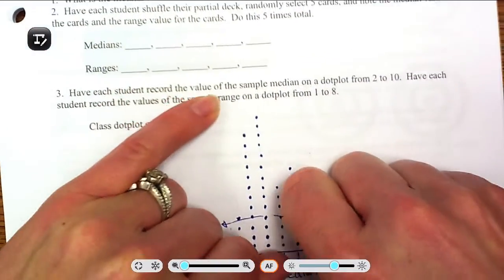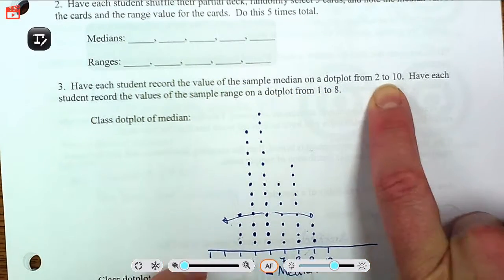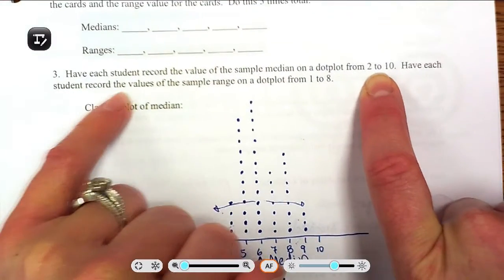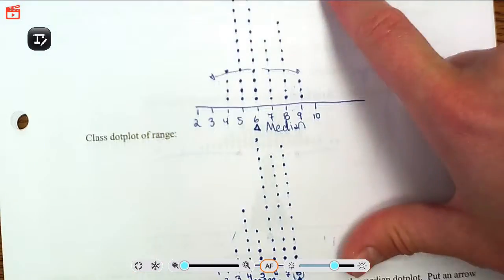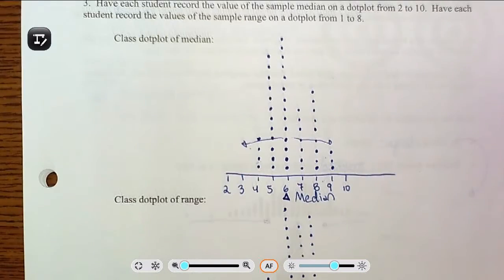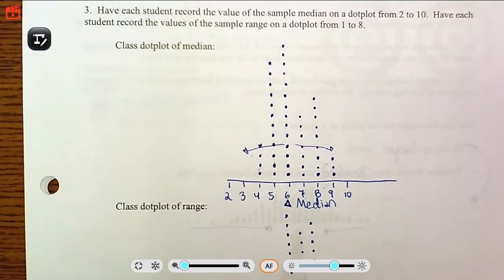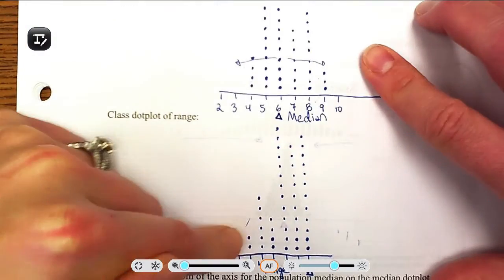Have each student record the value of the sample median on a dot plot from 2 to 10. Have each student record the values of the sample range on a dot plot from 1 to 8. So 2 to 10 and 1 to 8. Now, what do we notice about these dot plots? This one seems a little bit mound-shaped. This one seems a little bit skewed left.